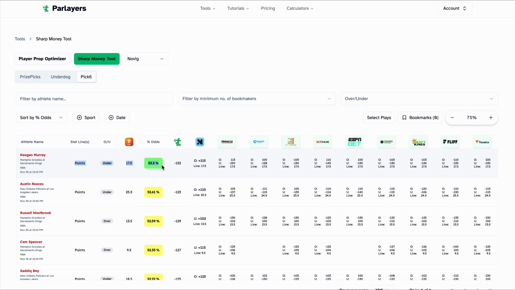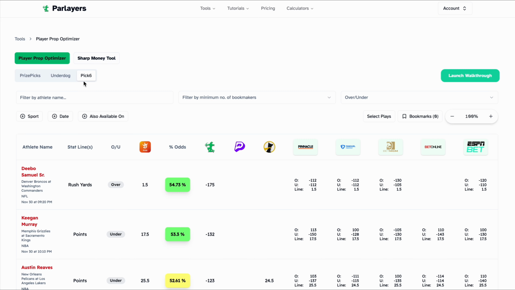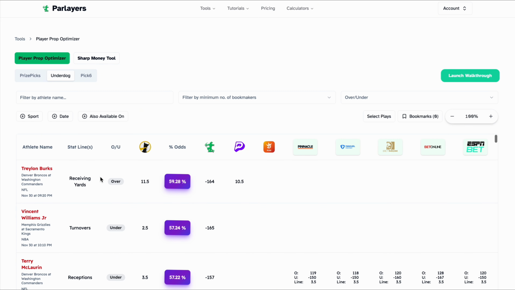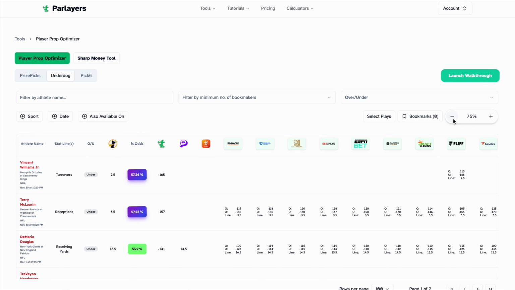So that's going to wrap up the tutorial for this new sharp money tool. I've been using it like crazy. Been on a crazy run here. I've been putting it in most of my slips. I cannot use Parlayers without using this tool. I always double check with the player prop optimizer just to see what plays are popping up. Also, McLaurin's here on the optimizer, and you can see he's not offered on Pick 6 or PrizePicks also, meaning that it's an exclusive play to Underdog.